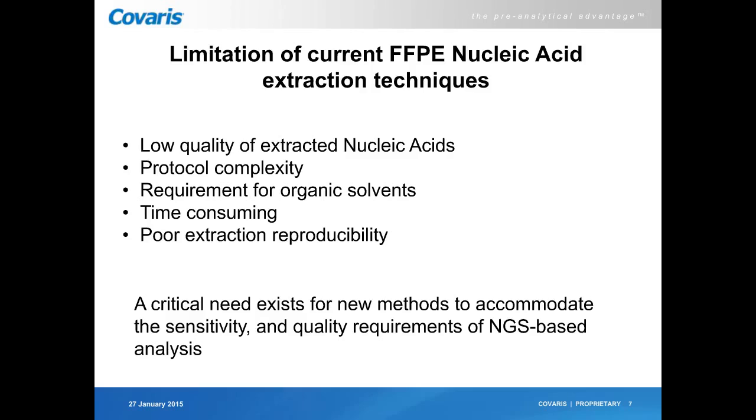You're getting low quality because of all these steps with organic solvents and heating; you have a lot of degradation of the DNA and RNA. Protocols are complex, meaning a lot of variation from operator to operator. They require organic solvents and are time consuming, up to 72 hours. And overall, there is poor extraction and reproducibility. One sample could yield good DNA and RNA, another sample some low quality RNA or DNA. So a critical need exists for a new method to accommodate the sensitivity and quality requirements of NGS-based analysis.